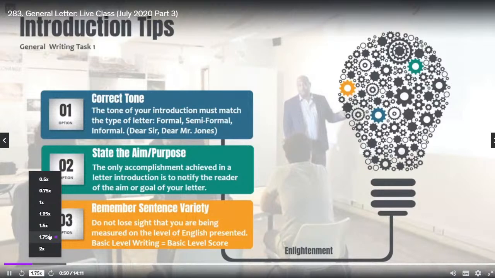The only purpose with an introduction is to state the aim. Why are you writing the letter? Do not mix the discussion points into the introduction.